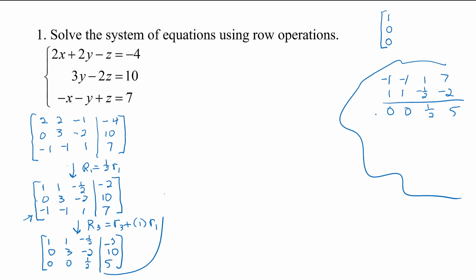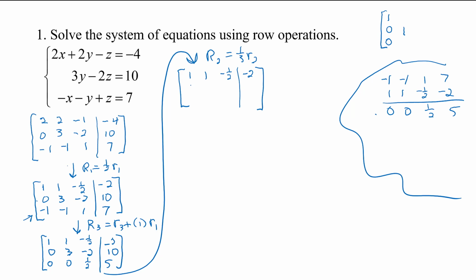Okay, and we're going to move on to our next step, which would be to obtain a 1 in that second row, second column. So we need to turn this 3 into a 1. That's easy enough to do. Let's just get us a new row 2 that's equal to 1/3 times our current row 2. And now our matrix has row 1: 1, 1, -1/2, -2. Row 2 is now 0, multiplying through by 1/3, 0, 3 times 1/3 is 1. -2 times 1/3 is -2/3. And 10 times 1/3 is 10/3. Okay, our last row will stay the same as it currently is.